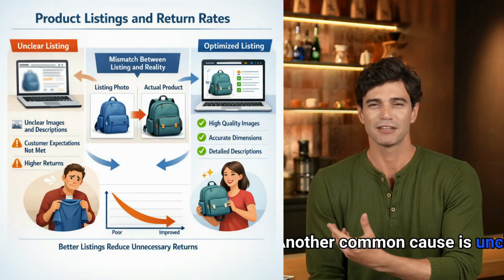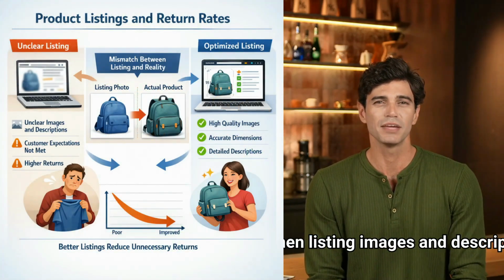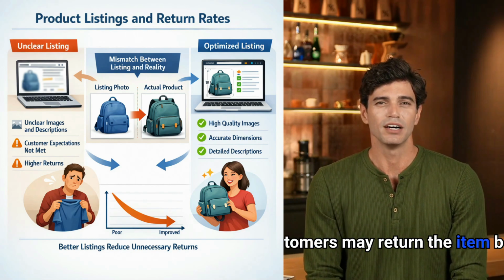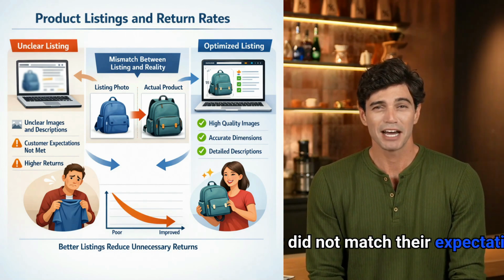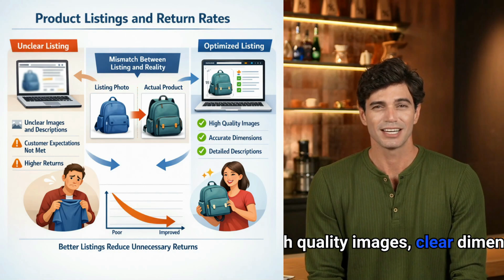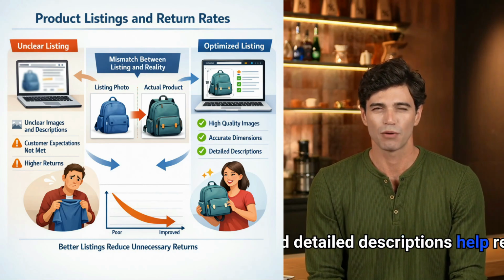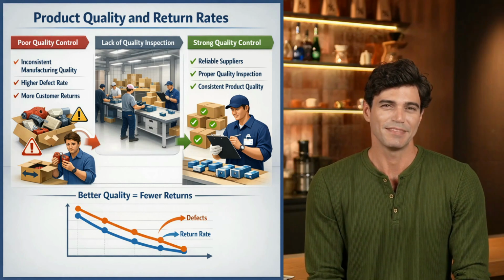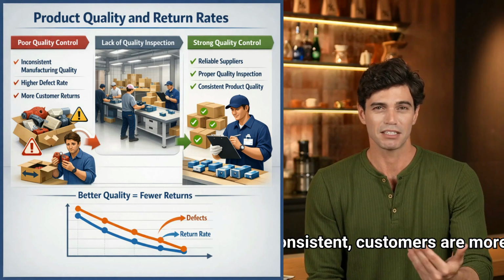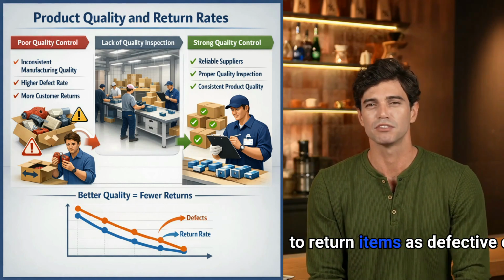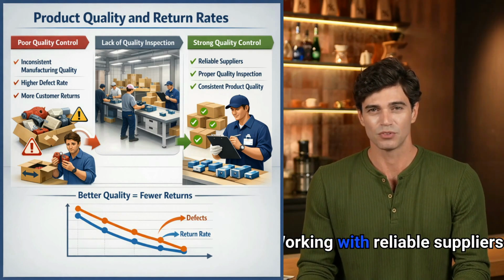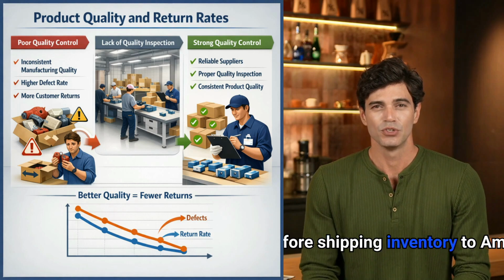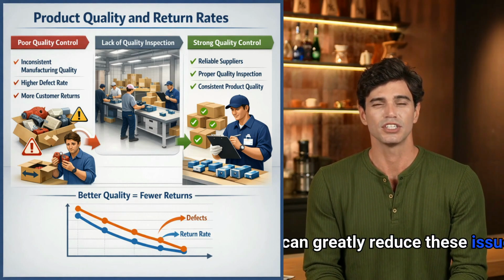Another common cause is unclear product descriptions. When listing images and descriptions do not accurately represent the product, customers may return the item because it did not match their expectations. High-quality images, clear dimensions, and detailed descriptions help reduce unnecessary returns. Product quality is another major factor. If the manufacturing quality is inconsistent, customers are more likely to return items as defective or damaged. Working with reliable suppliers and performing proper quality inspections before shipping inventory to Amazon can greatly reduce these issues.